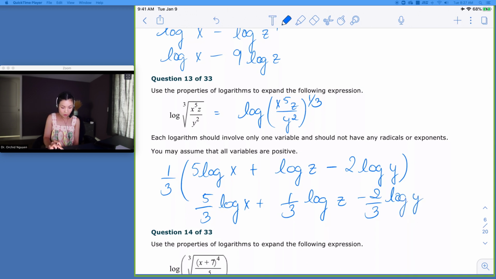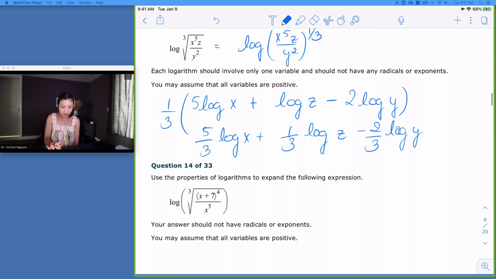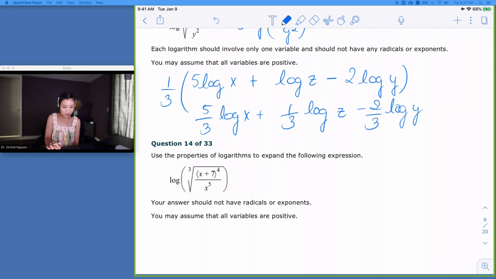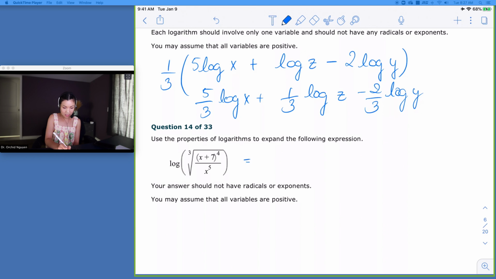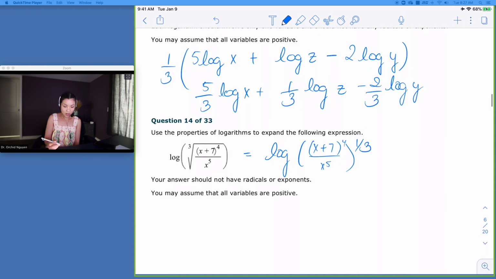Okay, so same thing over here. You have to be very careful with this one. So once again, I'm just going to rewrite and put it to the power of 1/3. Okay, so what I have is 1/3. You have to be careful here.